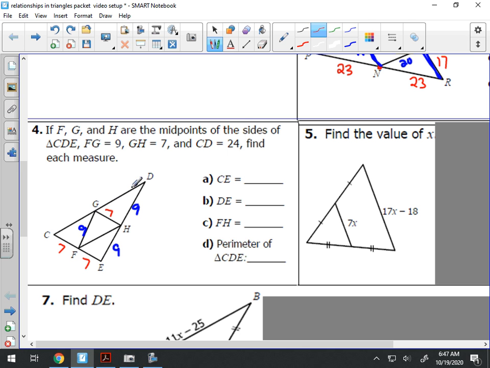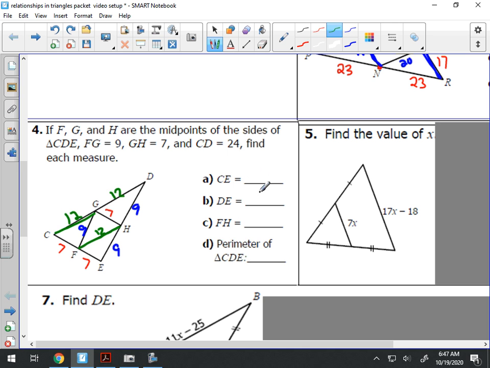CD is 24. That's an outside piece, but I know G is the midpoint, so that has to be 12 and 12. And the mid-segment parallel to that is equal, so that's 12. So there's every little piece right there.